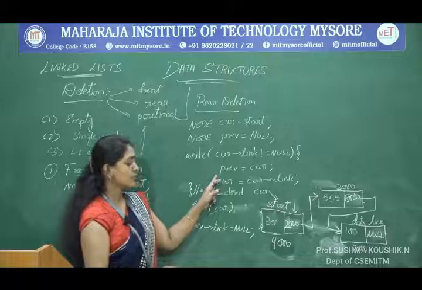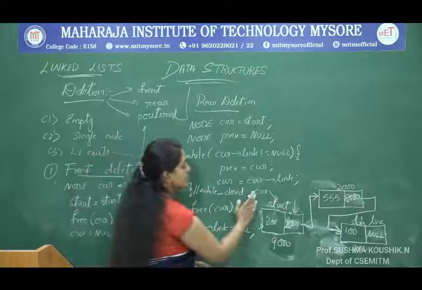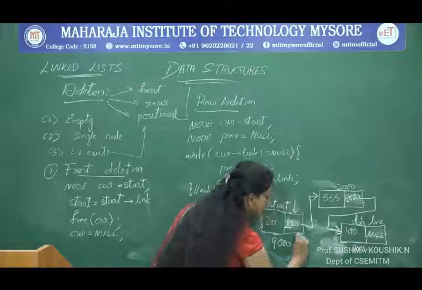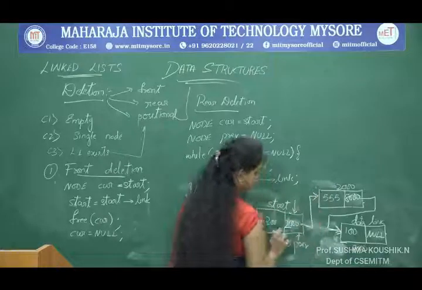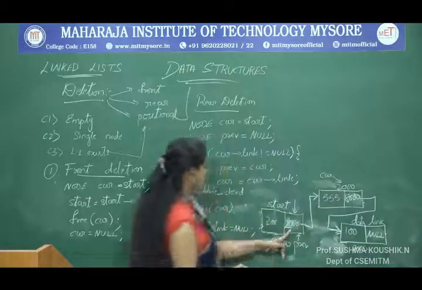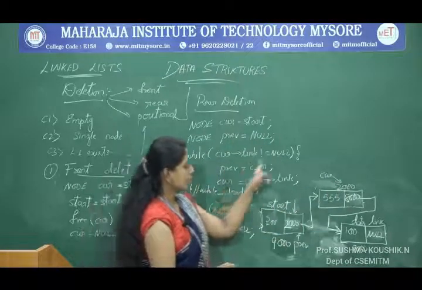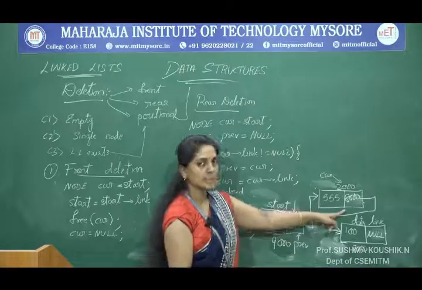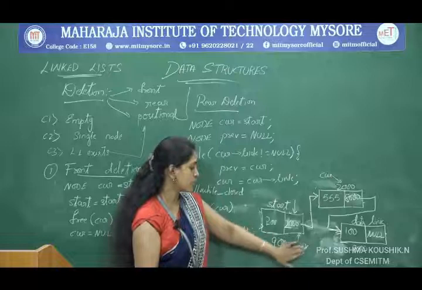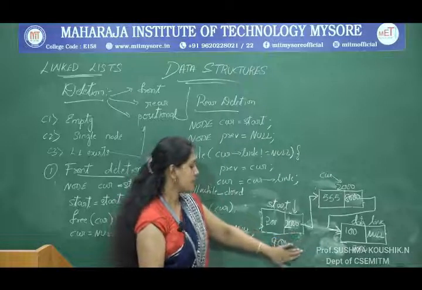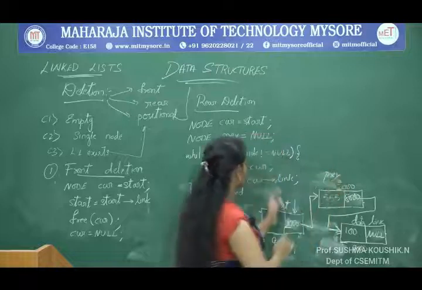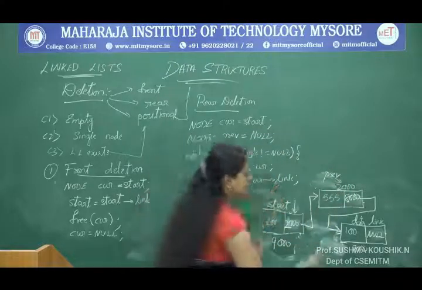So move the current. Before moving, make sure previous is here. Before current leaves this place, it gives that position to previous and moves, current is equal to current of link, which is 2000. So current is here now. Again it will check, is current of link equal to null? No, it is not equal to null. So it gives its position to previous. So previous is no more here. It gives its position to previous and moves, current is equal to current of link.